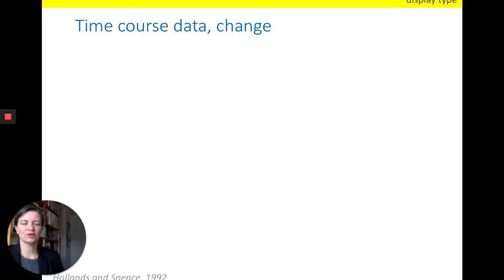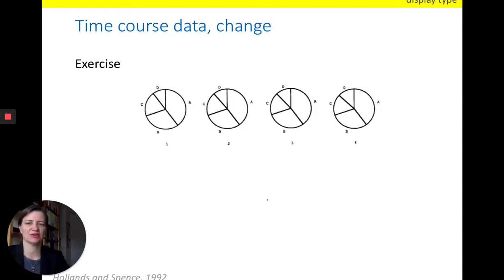If we're now not encoding categorical data, but instead we make observations over time, let's have a look at how we can visualize those kinds of data.